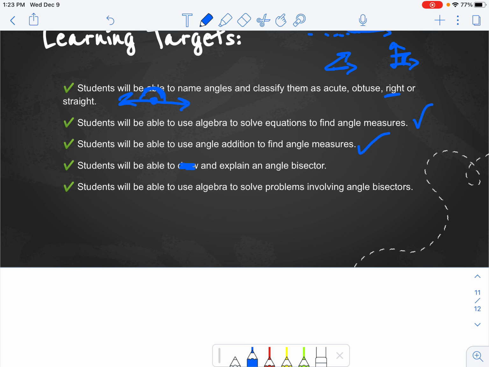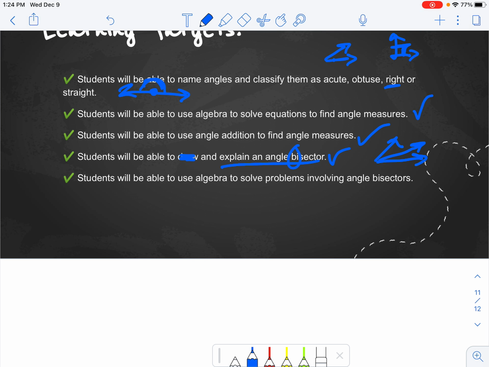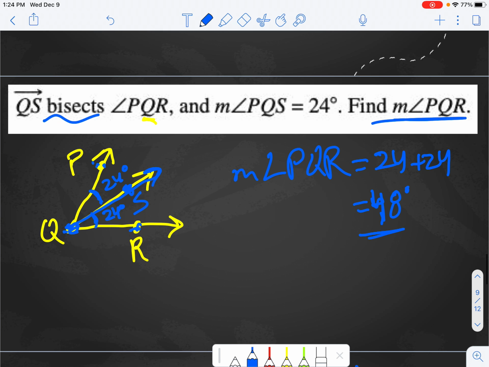Students will be able to draw and explain an angle bisector. When it says draw an angle bisector, it means with a compass and a protractor. We didn't get into that today because we're not doing constructions today, but I think you can explain that an angle bisector goes right down the middle of an angle. Splits it right in half, right? Because bisect in geometry, we're talking about half there.